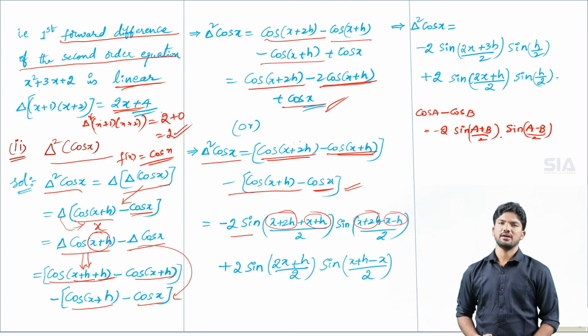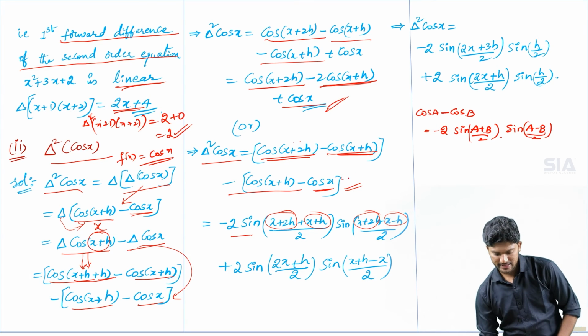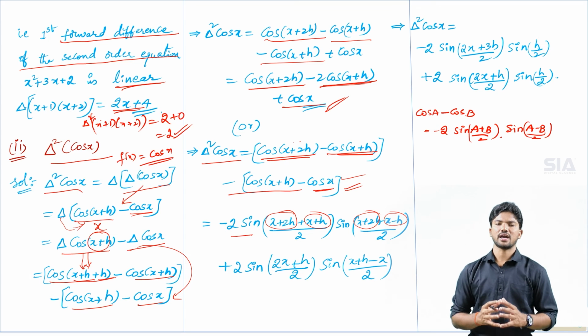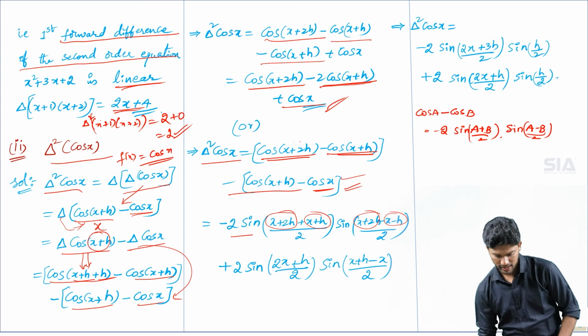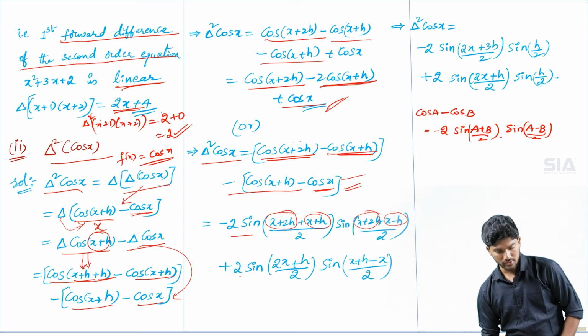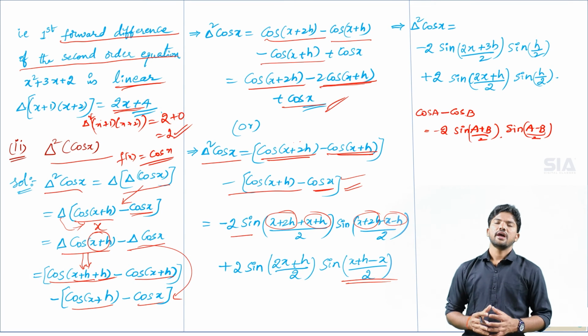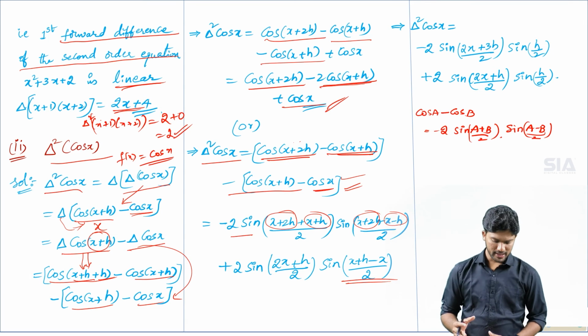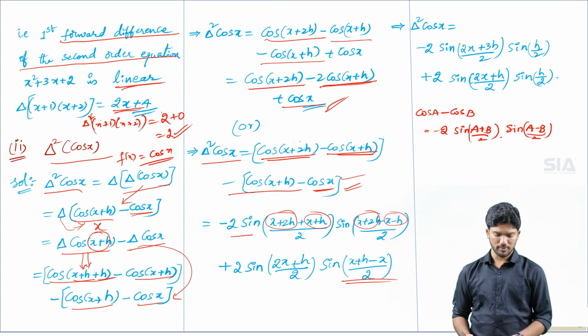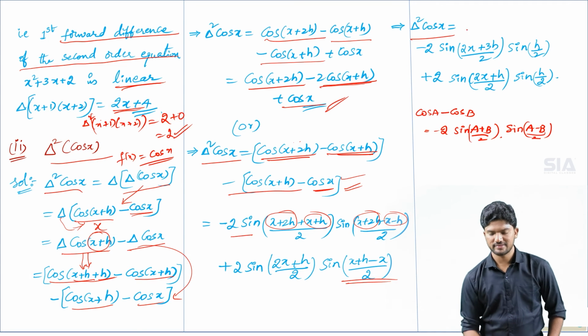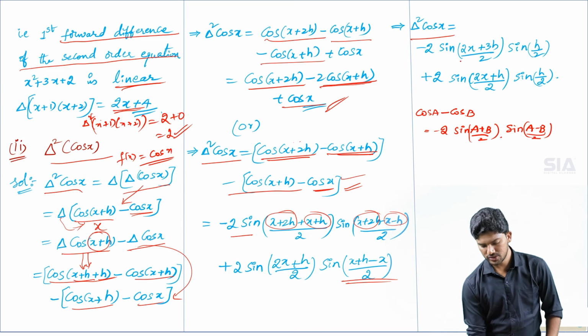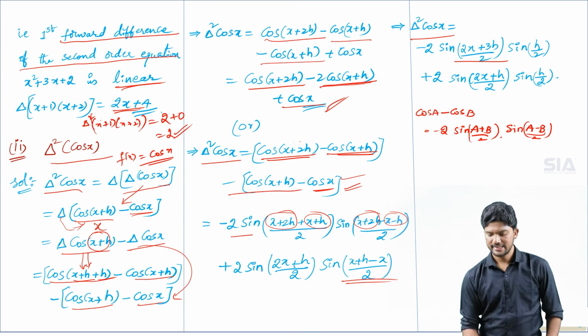So that is the formula. Again, in the second bracket you also have the same formula, the cos a minus cos b formula. Minus of minus plus 2 into sin (a plus b) by 2, I am writing directly, 2x plus h by 2, and sin (a minus b) by 2, x plus h minus x by 2. So if you simplify those values you will get del square cos x is equal to minus 2 sin (2x plus 3h by 2) sin h by 2.